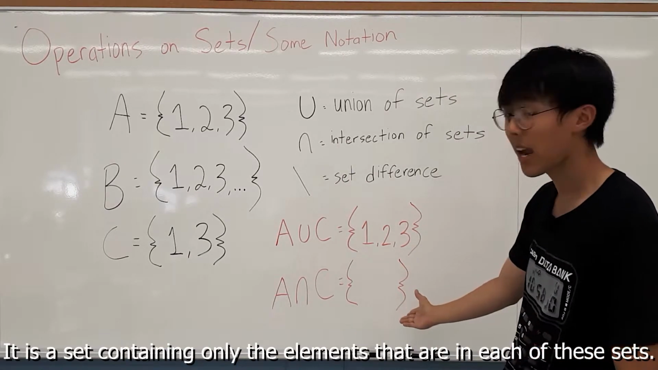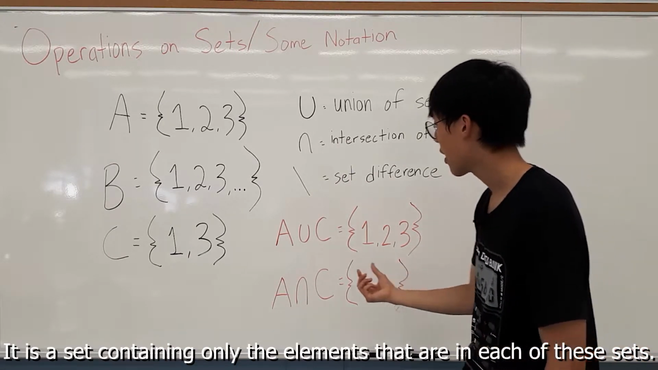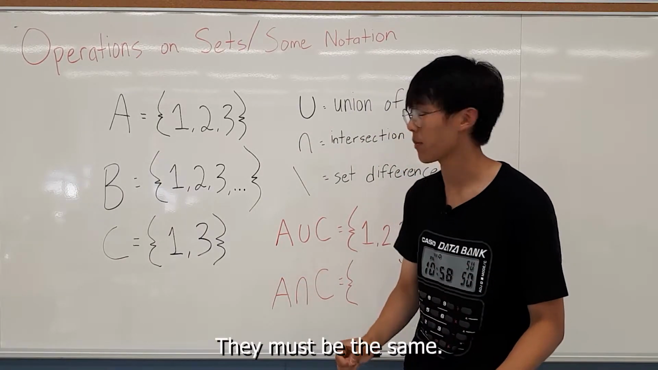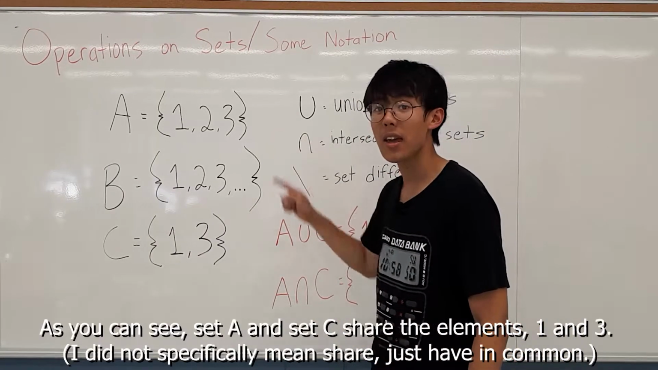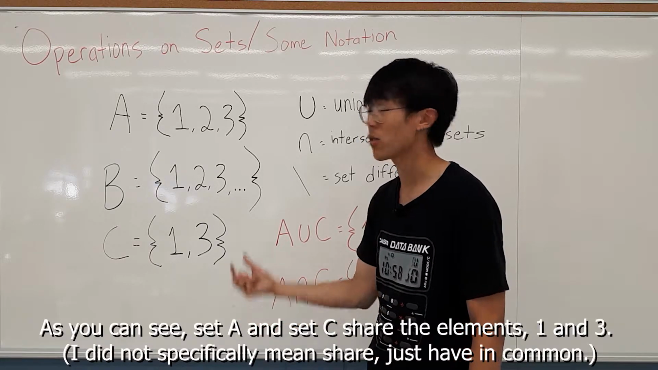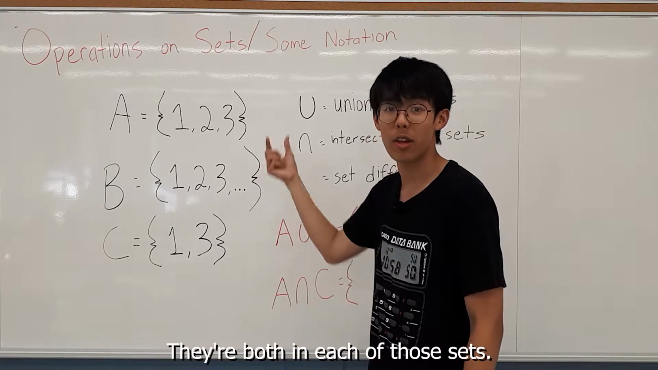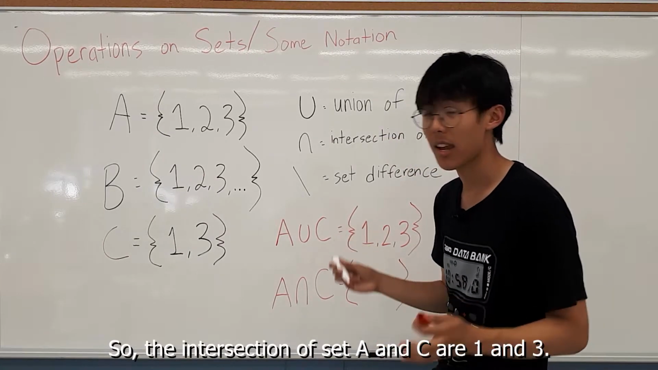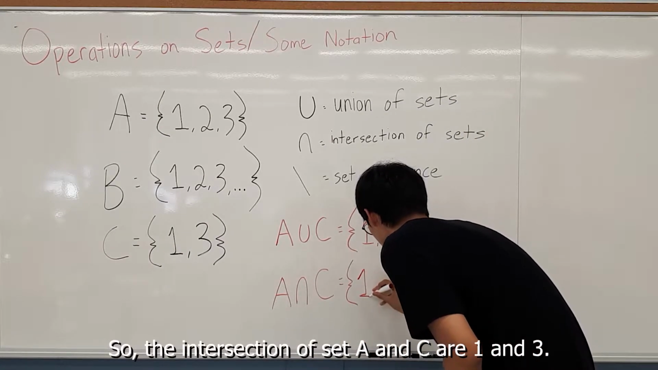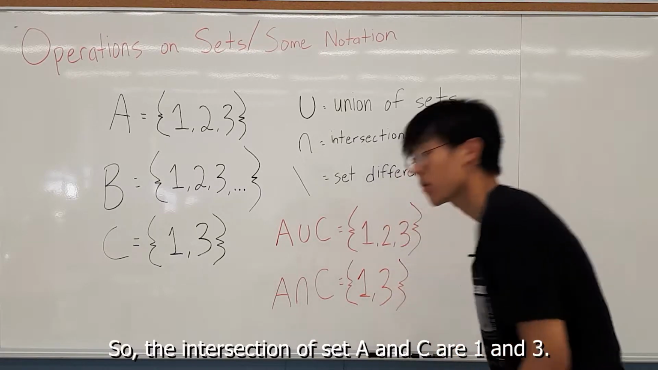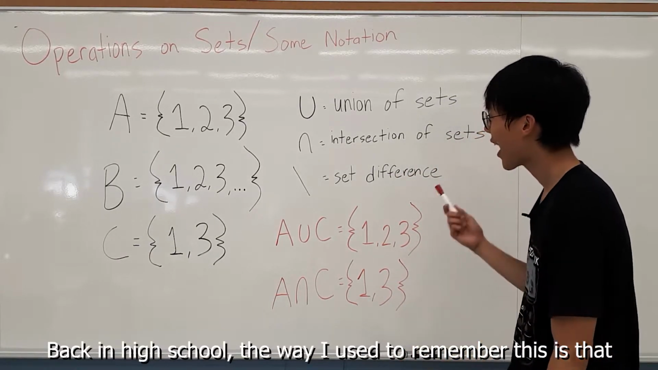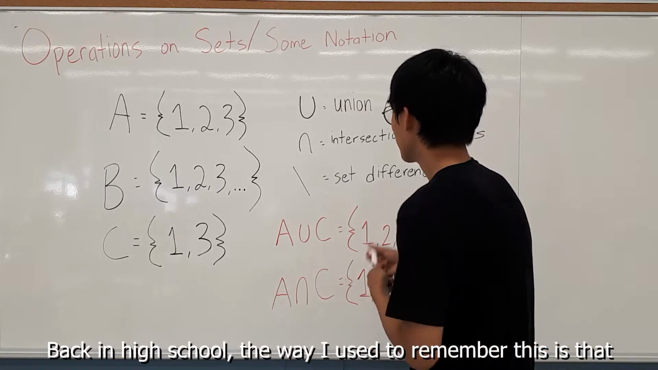It is a set containing only the elements that are in each of these sets. They must be the same. As you can see, set A and set C share the elements 1 and 3. They're both in each of those sets. So the intersection of set A and C are 1 and 3.